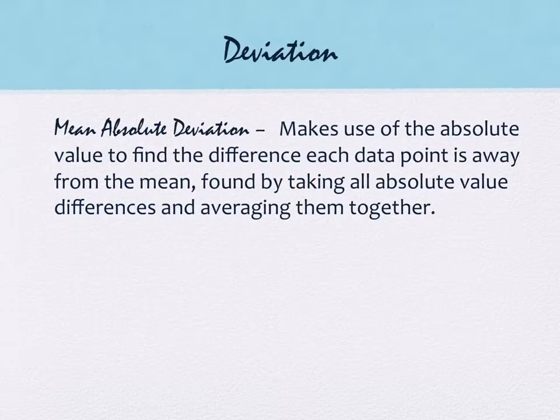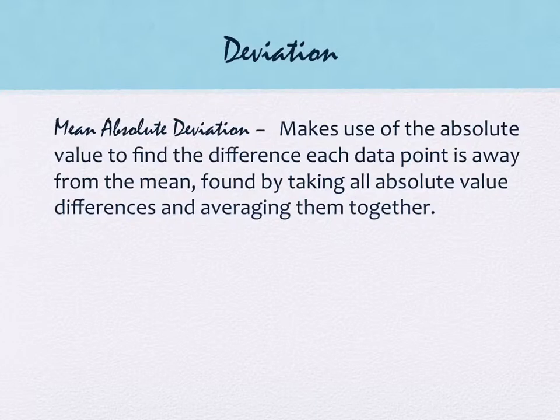So the first one is called mean absolute deviation. This makes use of the absolute value to find the difference in each data point from the mean. It's found by taking all absolute value differences and then averaging them together. So everything that we're looking at in the next couple pieces anyway are measuring how far away are you from the mean. That's really what they're doing, is how spread out are the values that we're looking at.